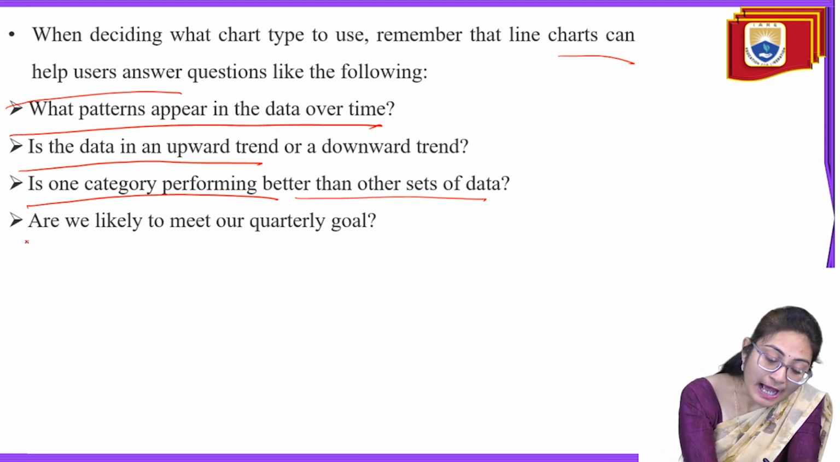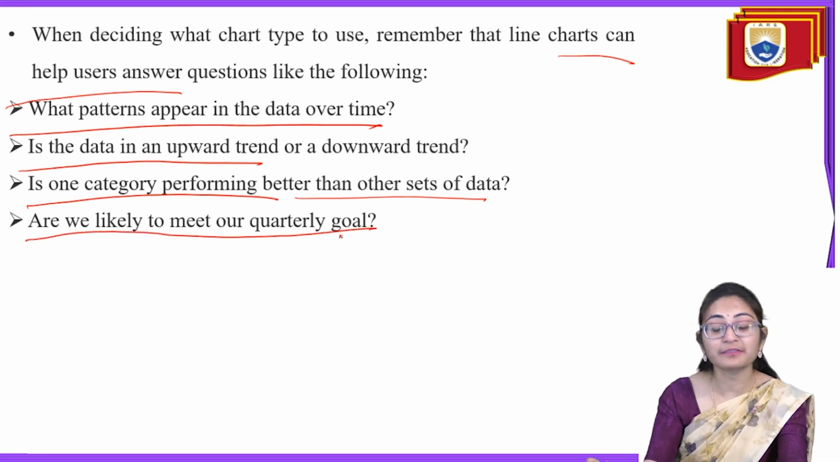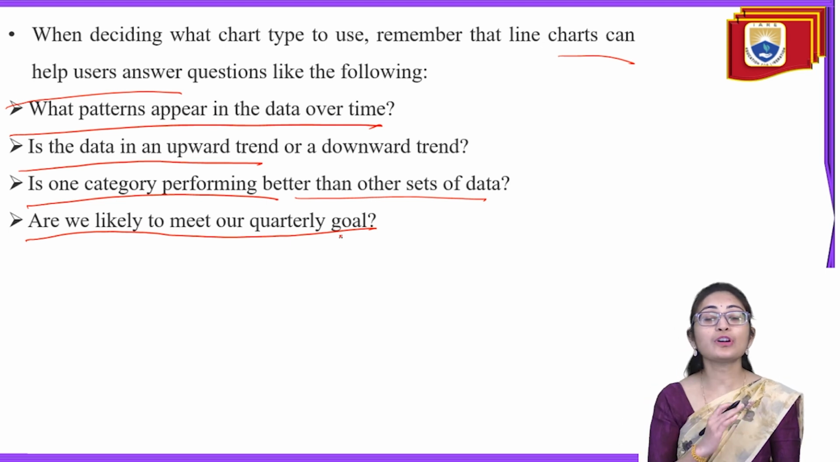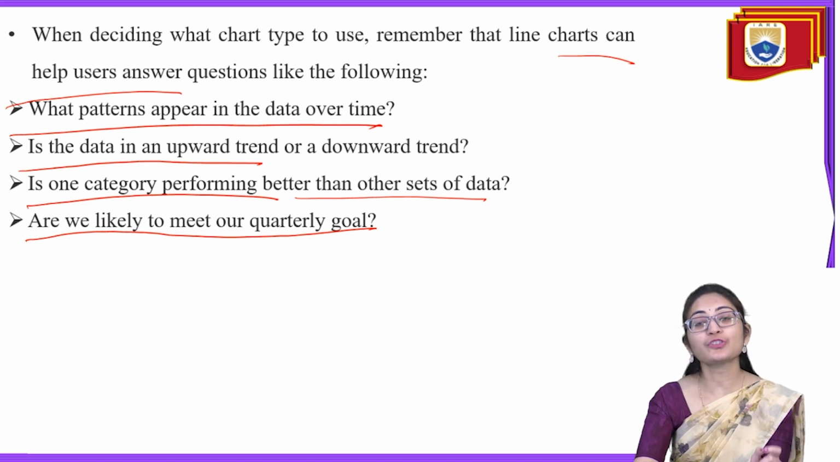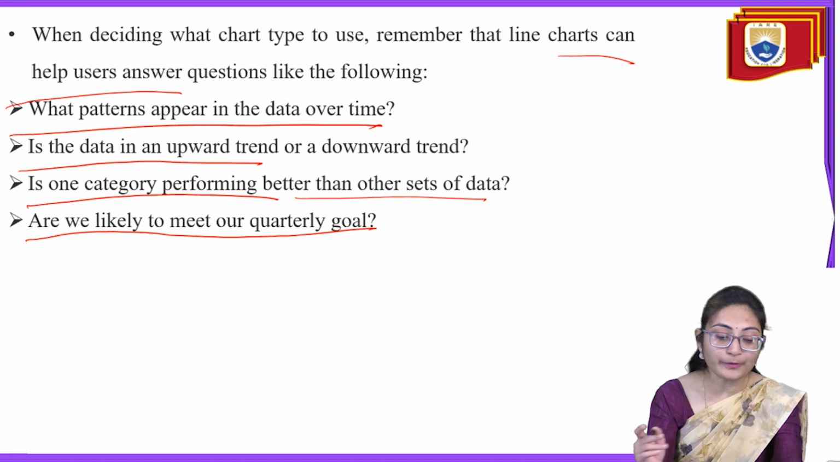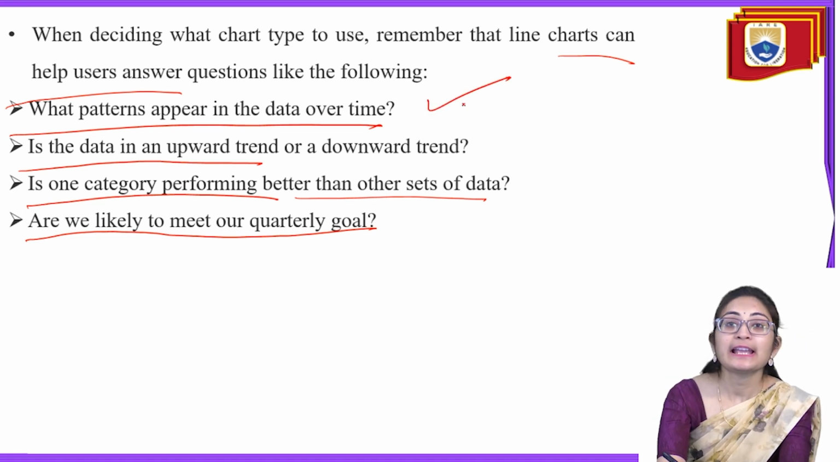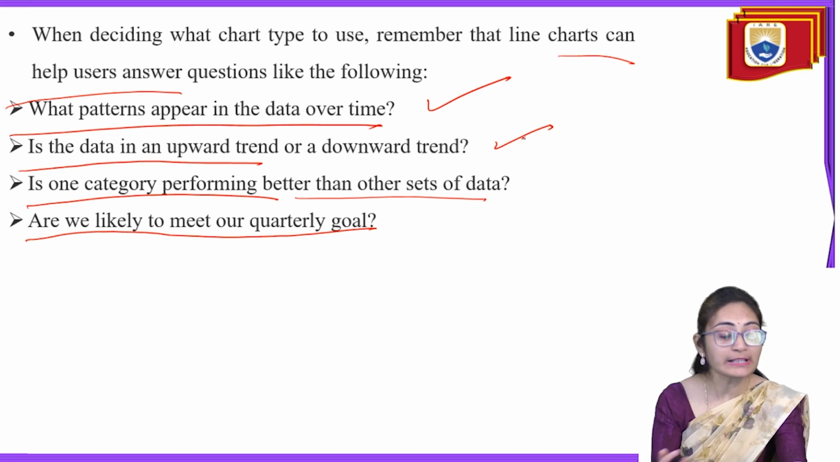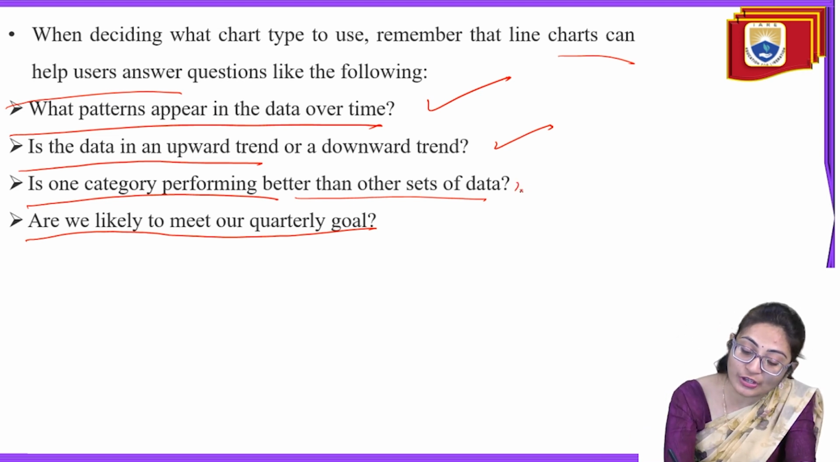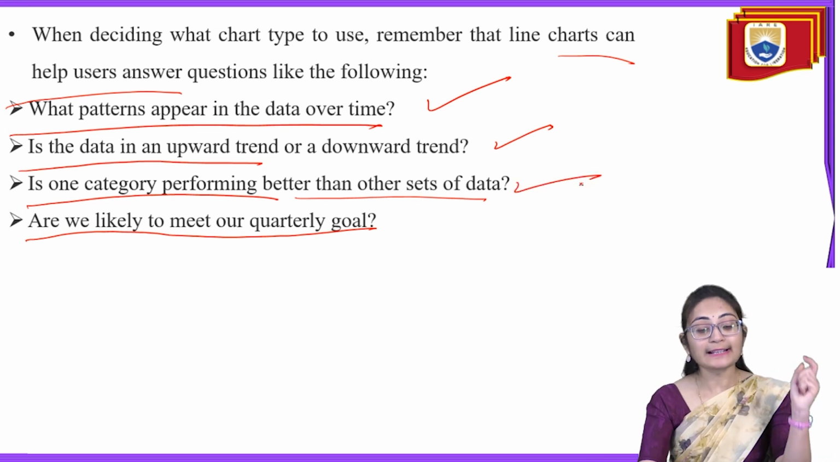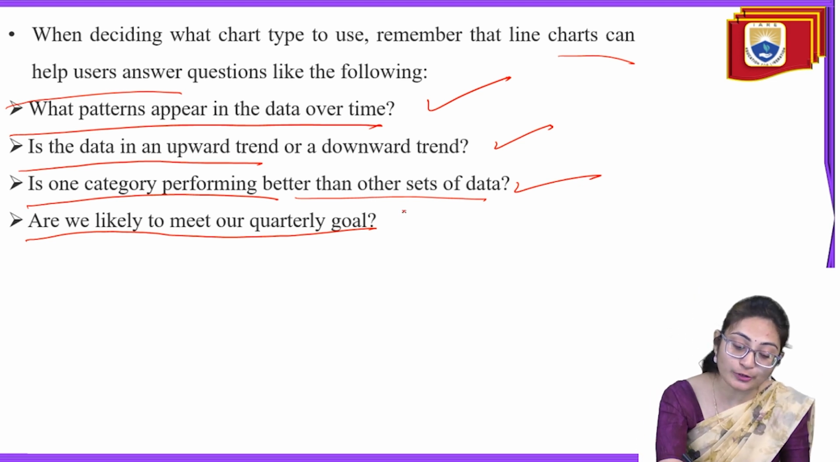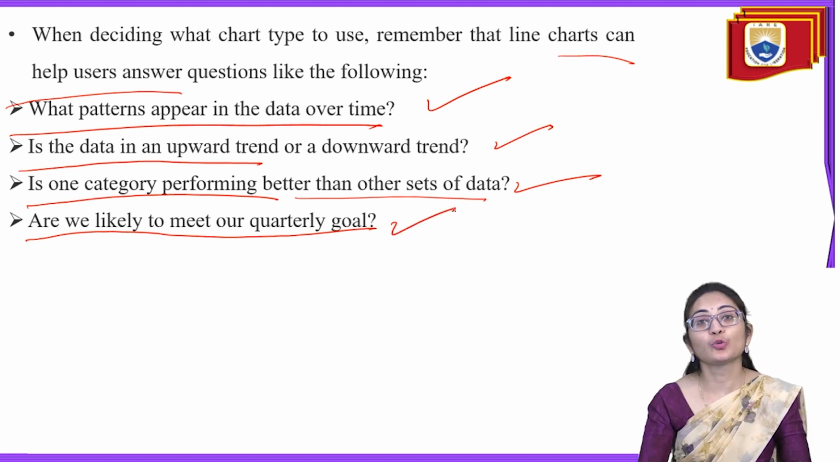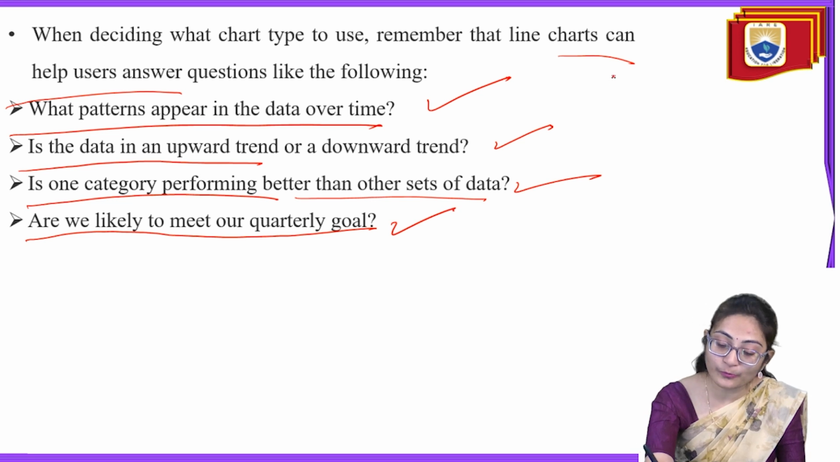Then the next one is, are we likely to meet our quarterly goal? Even here you have to check whether you have met your goal or not. So first you have to check for the pattern. Then you have to check for the trend, that means whether it is upward or downward. Then after that you have to check category performance, and after that you have to check your goal. So you have to go one by one.